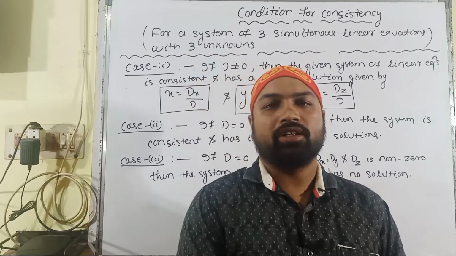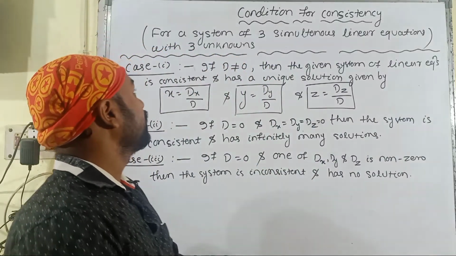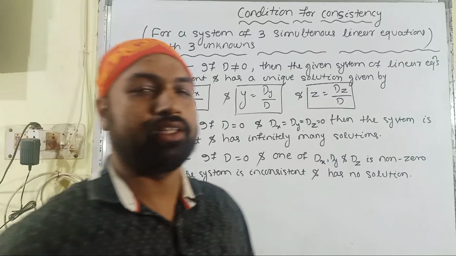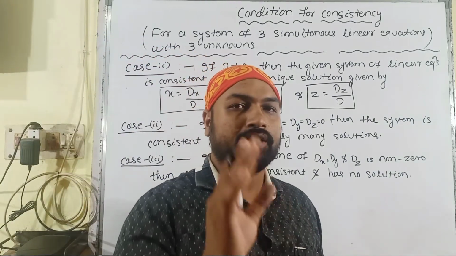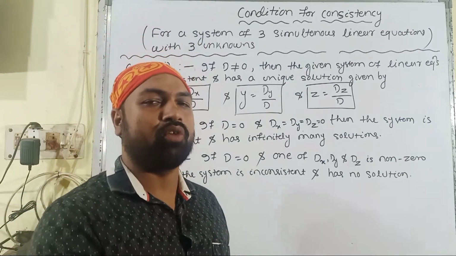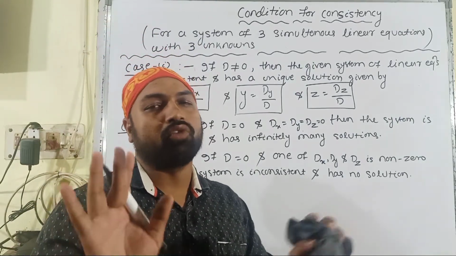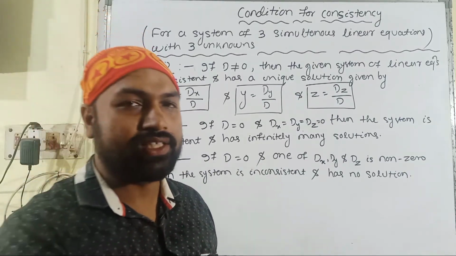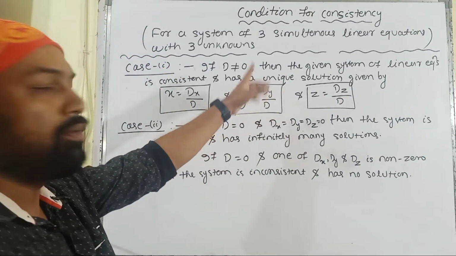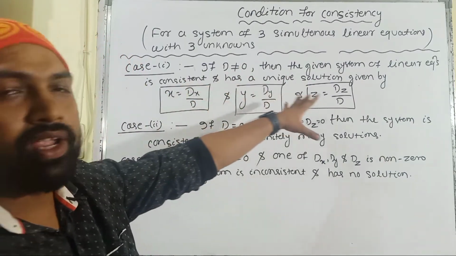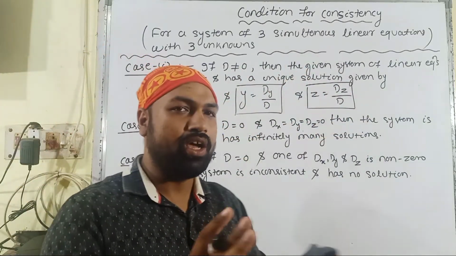As with the first one, the second one is also there. The condition for consistency and inconsistency for a system of three simultaneous linear equations having three unknowns also has three cases. The first one is if D is not equal to 0, then it has one solution and the system of linear equations is consistent. Here, by using Cramer's rule we can obtain the values of x, y and z, which is the solution for the given system of linear equations.